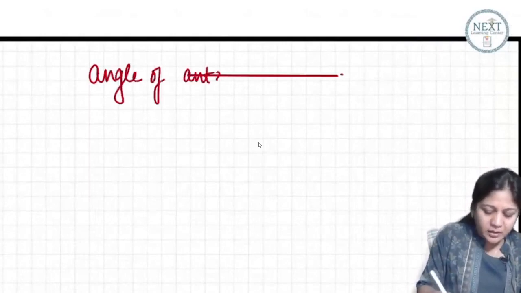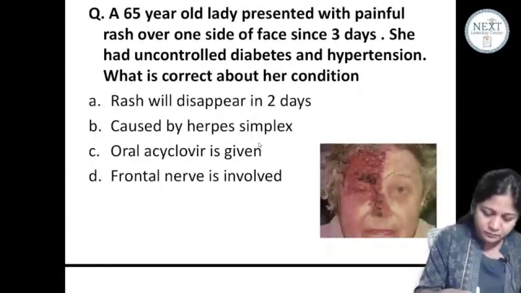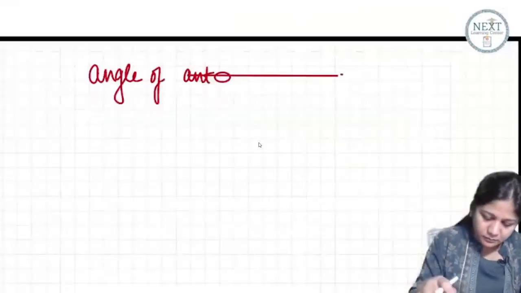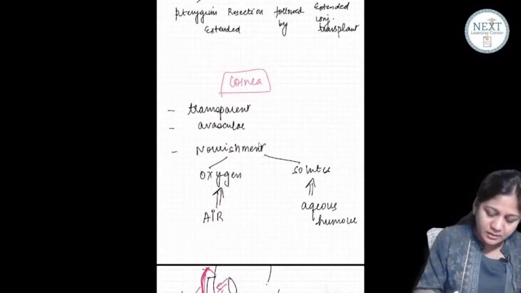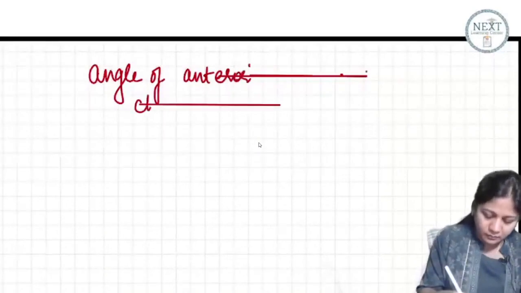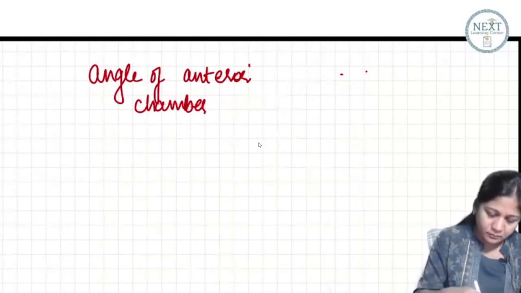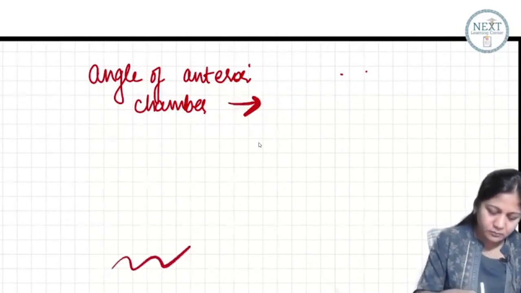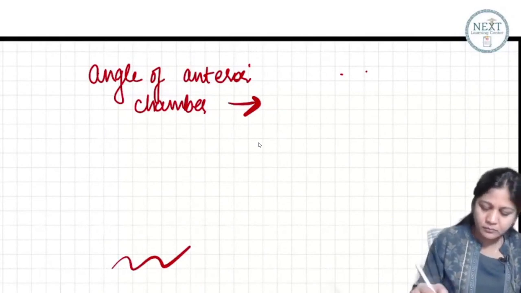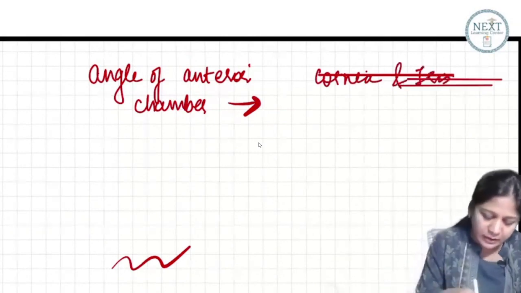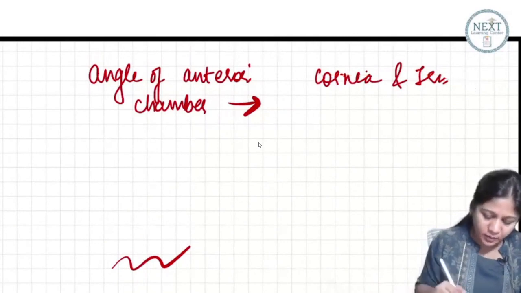So this angle of anterior chamber, guys, it is the angle which is in between the cornea and the iris. Okay, cornea and the iris.